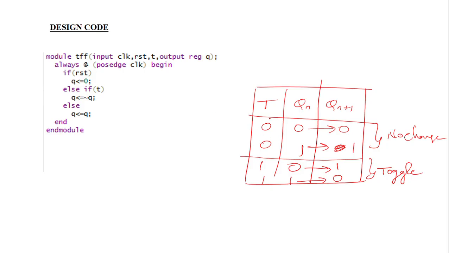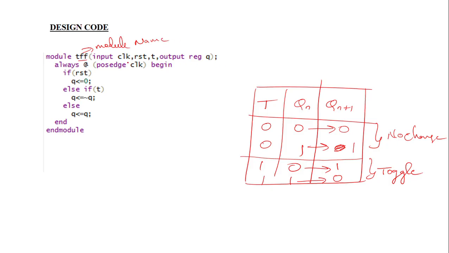By using this functional table, we are going to design the T flip-flop using Verilog. This is the design code of the T flip-flop. Module, you all know about that. You start with the module keyword, followed by the module name, and then followed by inputs and outputs.